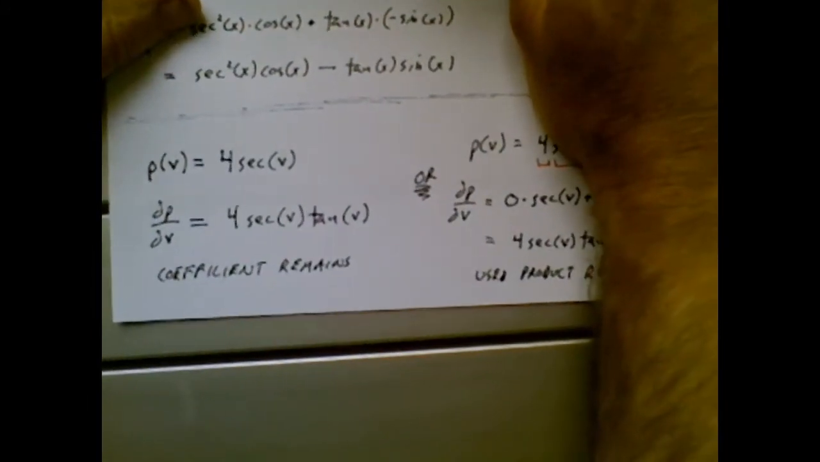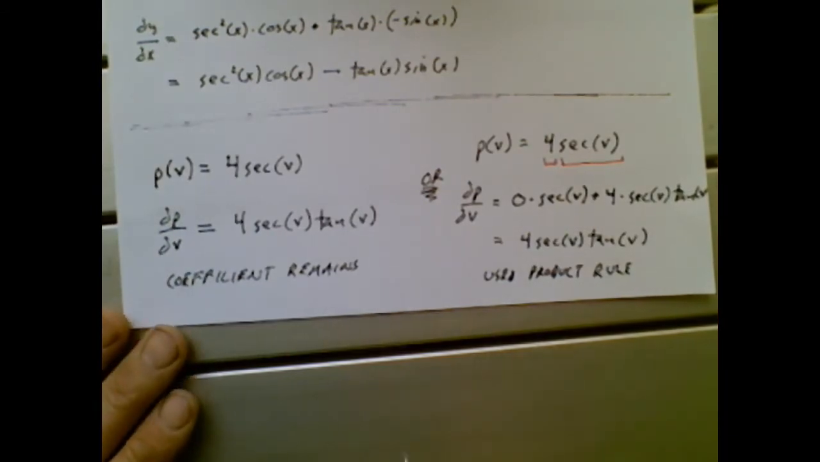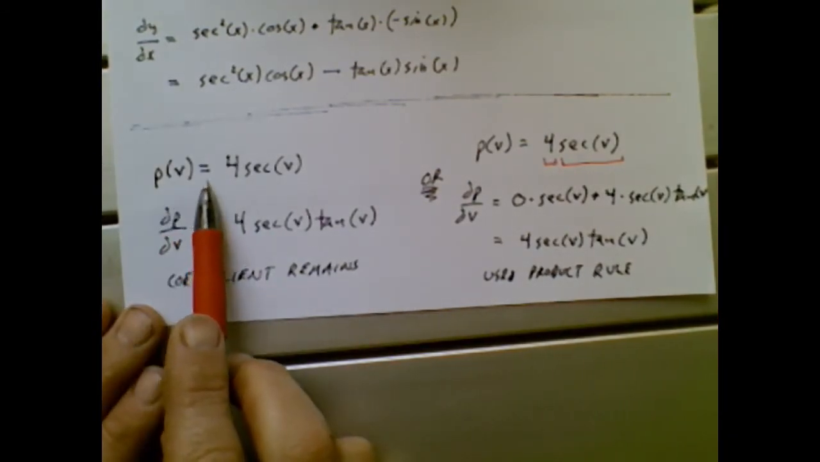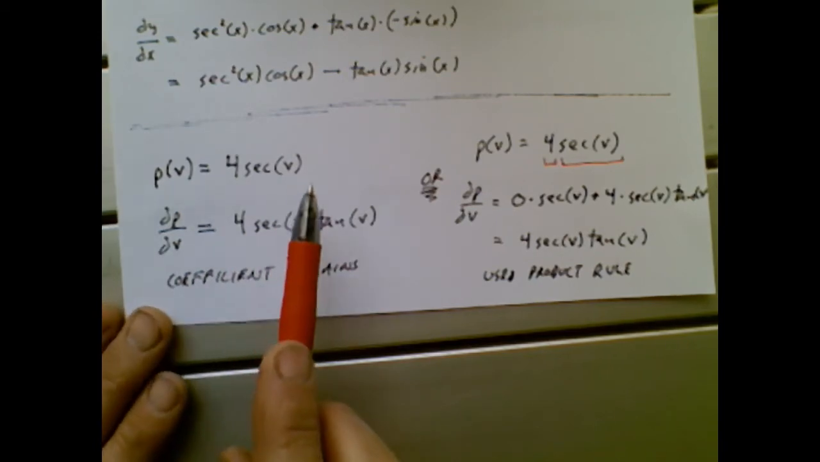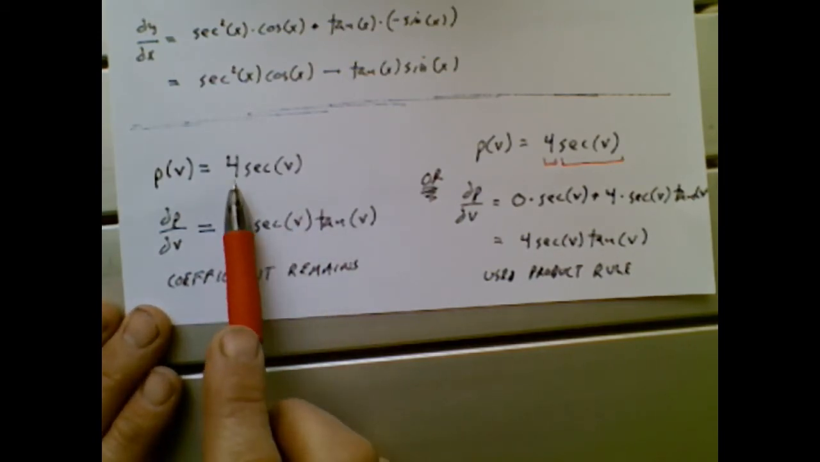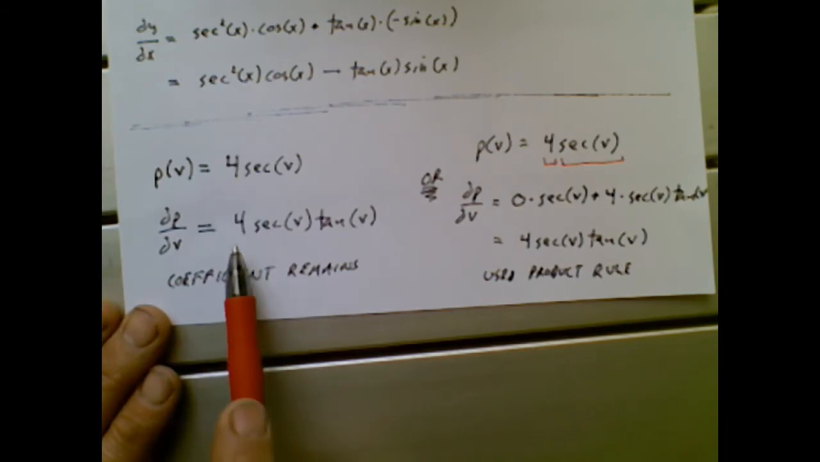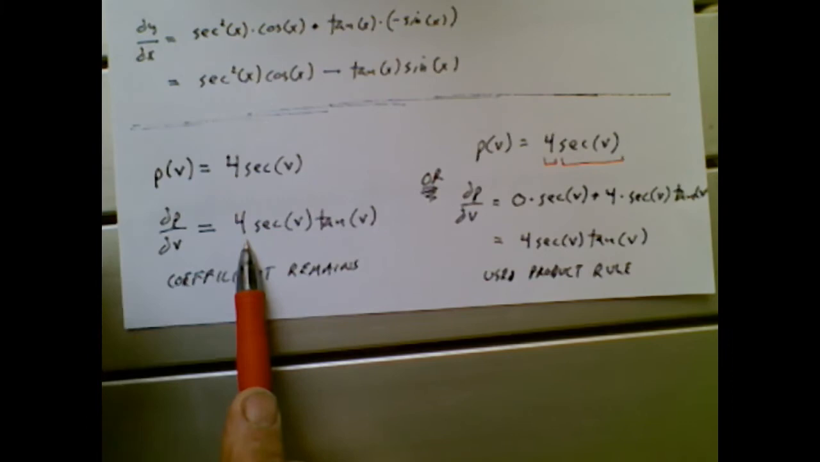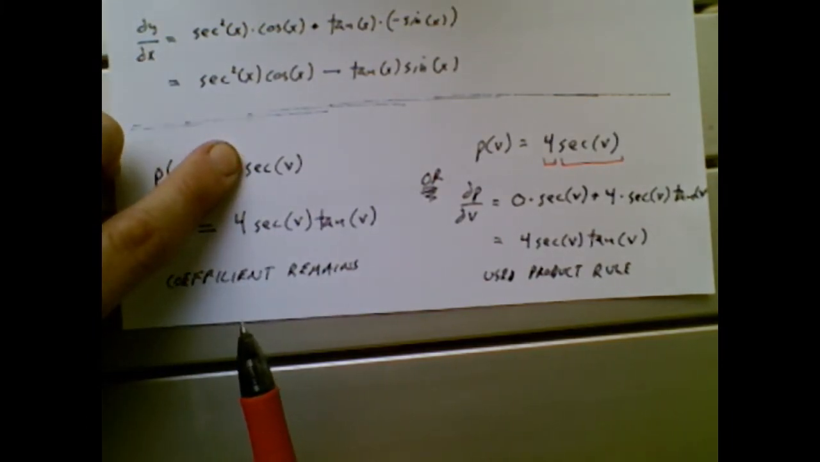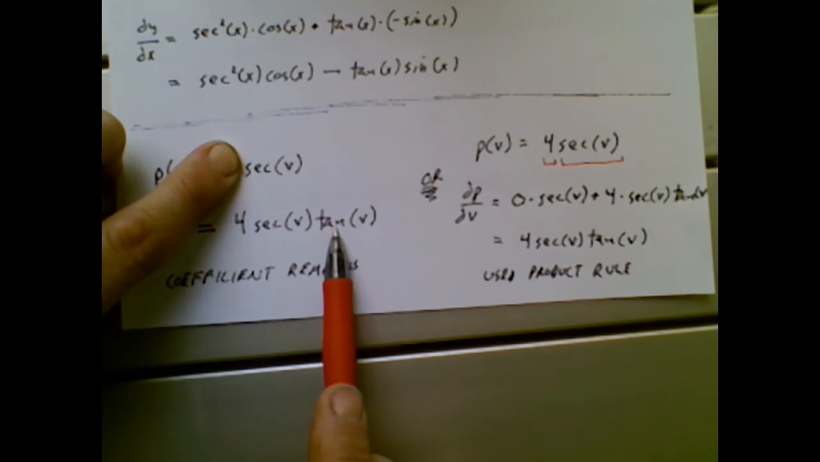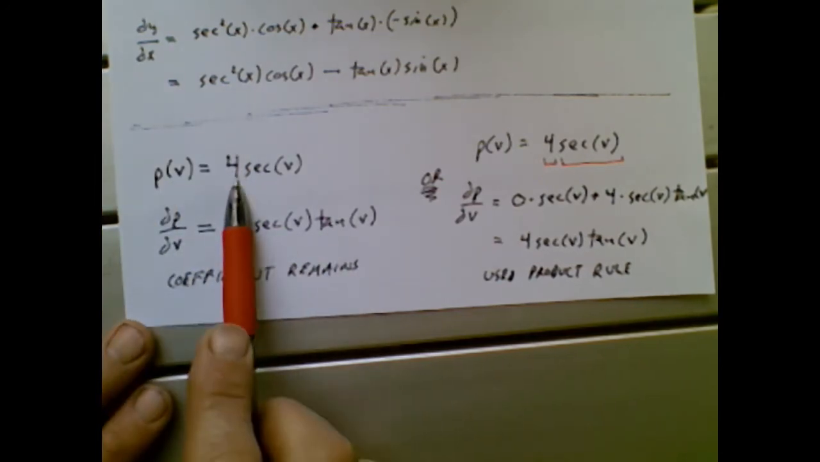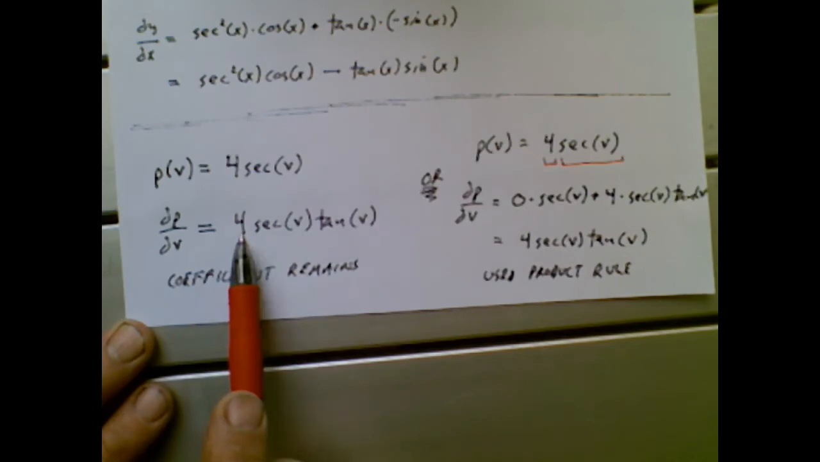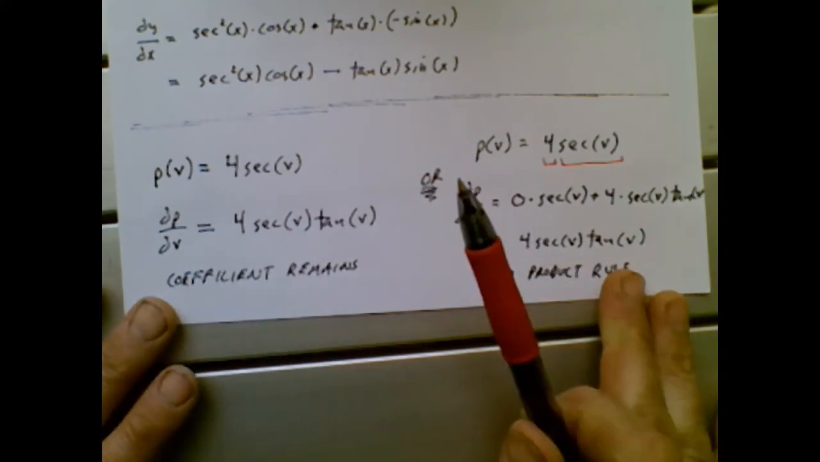Brand new example. P of v equals 4 times secant of v. Now, when you have a coefficient, it does not have a variable. It's not a 4x, it's just a 4. A short and tidy rule is that coefficient will remain on your derivative. So I can kind of say, hey, what's the derivative of secant? The derivative of secant is secant tangent. The coefficient just remains. But for some reason, that does not stick in people's brains. So I'm going to show you a way you can figure that out if that wasn't sticking in your brain.